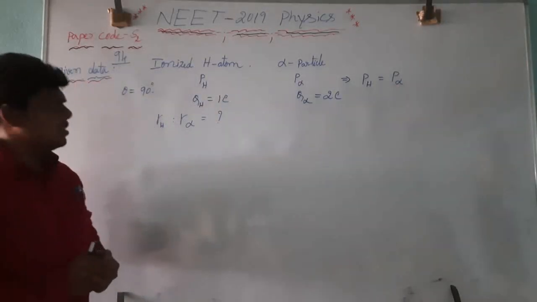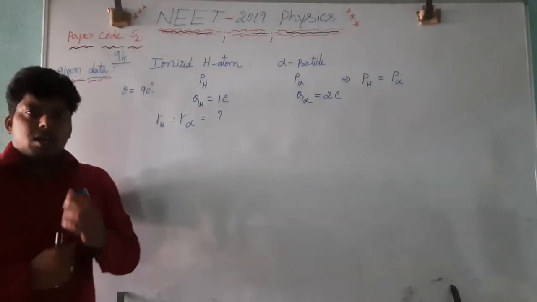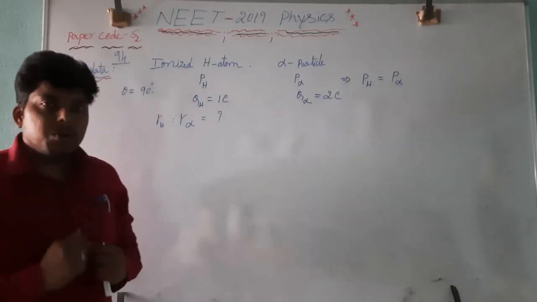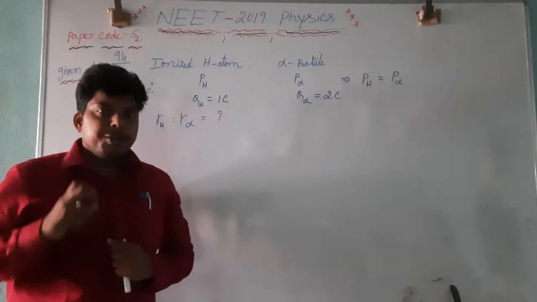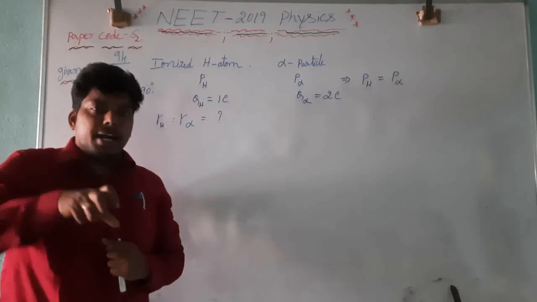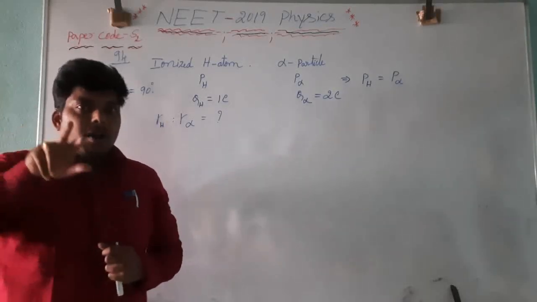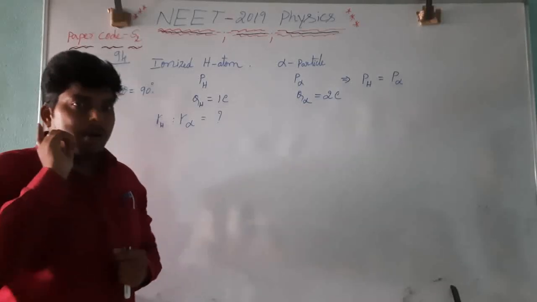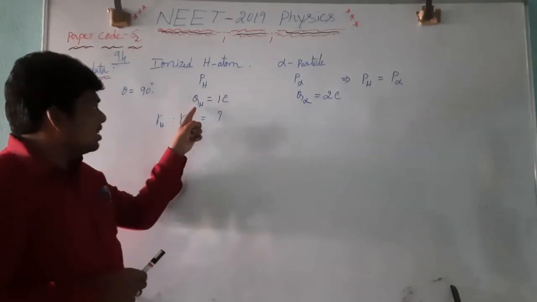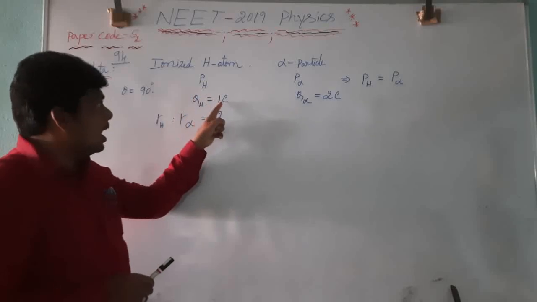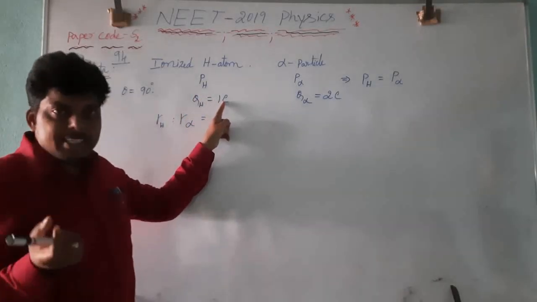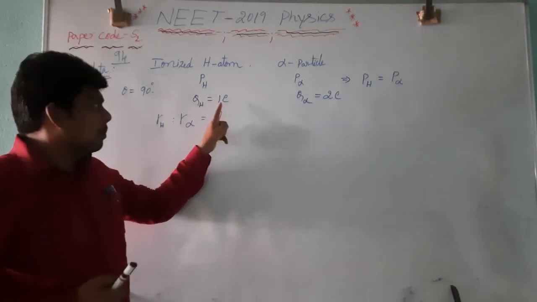An ionized hydrogen atom: a hydrogen atom has one proton and one electron. When you take an ionized hydrogen atom, one electron is removed, so the only remaining charged particle is one proton. So the charge on the ionized hydrogen atom is 1e, the magnitude of the charge on the proton.